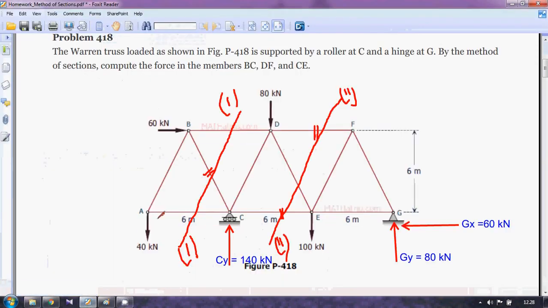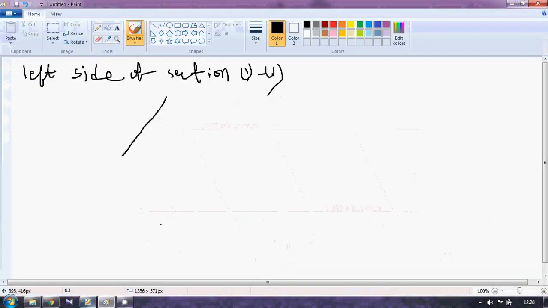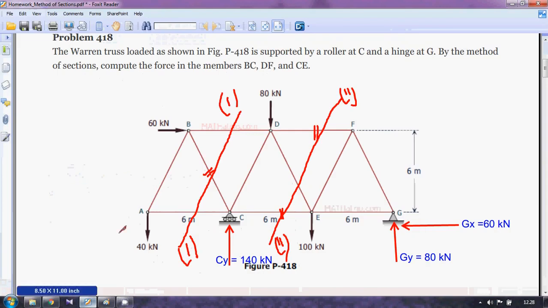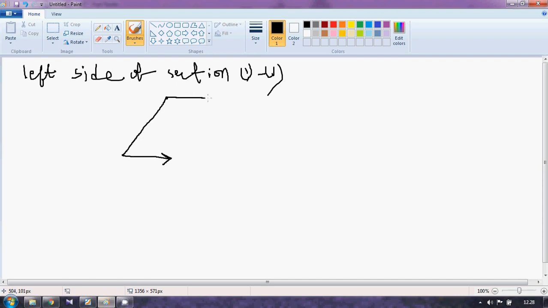Okay, so it will cut like this, and then this force will be cut, and a force like this. I'm assuming the member force is in tension. If I get a negative value, then I will say this will not be in tension, it will be in compression, in this direction.